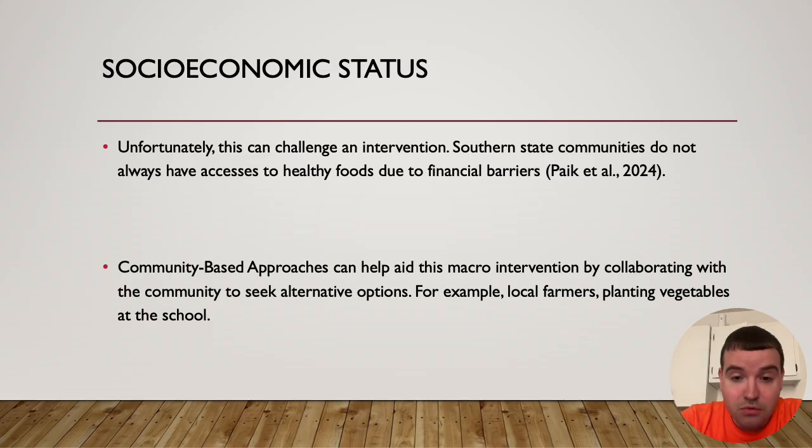A community-based approach to help aid in this macro intervention. We can seek alternative options. Maybe local farmers can help out. Maybe we plant vegetables at the school if we can't have the funds to help with this intervention. There are other alternative options. I want to use that option again by planting vegetables at the school, because that option can be very educational, teaches the children, and also you'll get something out of it. So there are alternative options for socioeconomic status barriers.